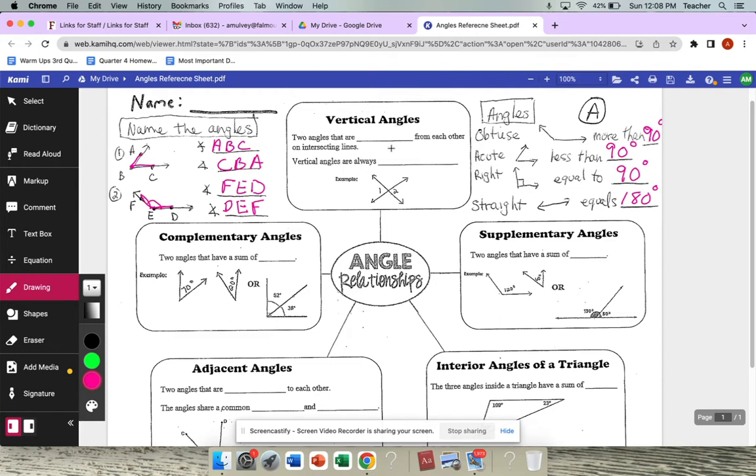Now we're going to talk about 4 different types of angles today, and also the angles of a triangle. You need to know vertical angles, complementary, supplementary, and adjacent. Those are 4 types of angles, and they're really not complicated. So let's just start with vertical angles. Vertical angles are angles that are across from each other on intersecting lines. Do you see how these 2 lines intersect? 1 and 2 are vertical angles.